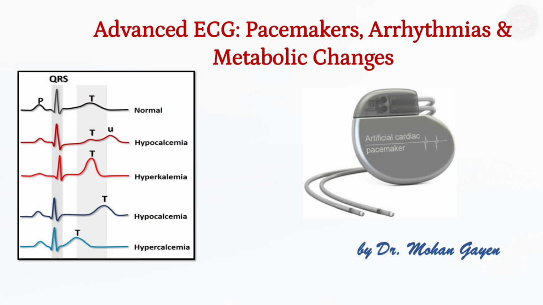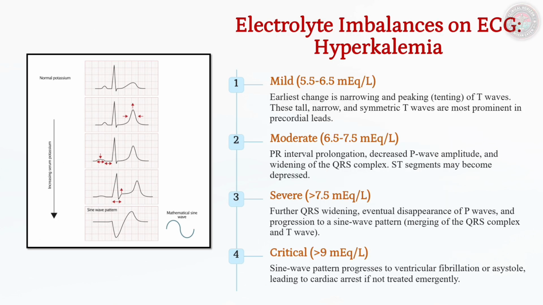Electrolyte imbalances. Hyperkalemia. Hyperkalemia profoundly affects cardiac conduction, initially causing peaked T waves, followed by PR prolongation, QRS widening, and, in severe cases, a sine wave pattern leading to cardiac arrest. ECG changes are directly proportional to potassium levels and require urgent correction.